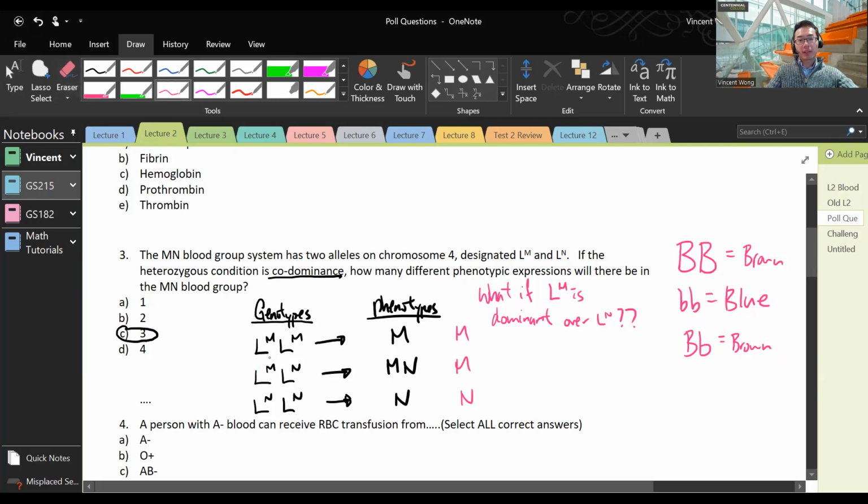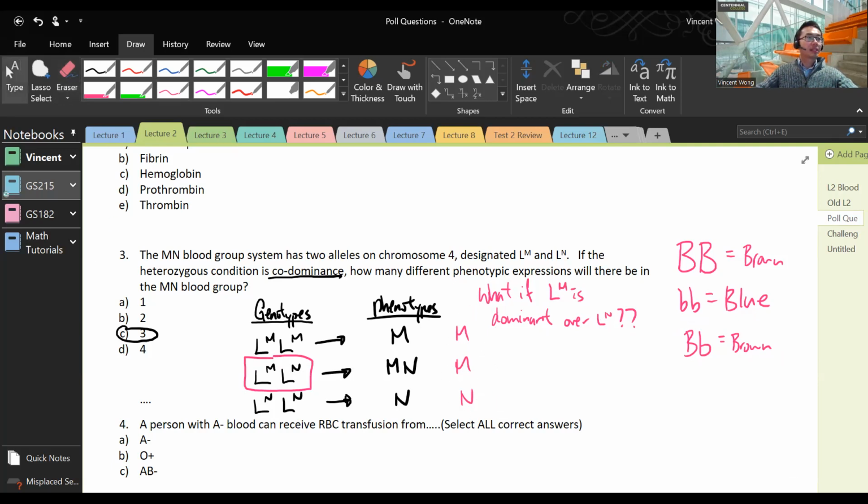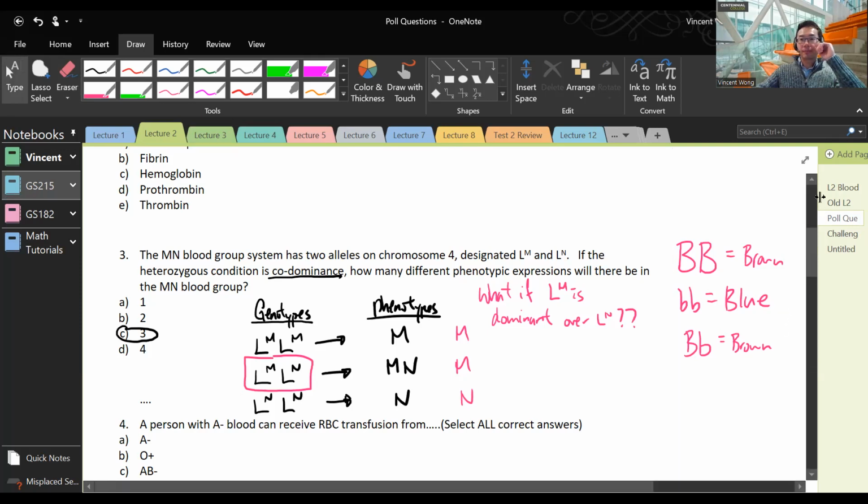But when they're together, right? When LM and LN are together, since LM is dominant over LN, only the M shows up and not the N. So there are only 2 phenotypes here. Does that answer your question, Mihiret? Okay, great.